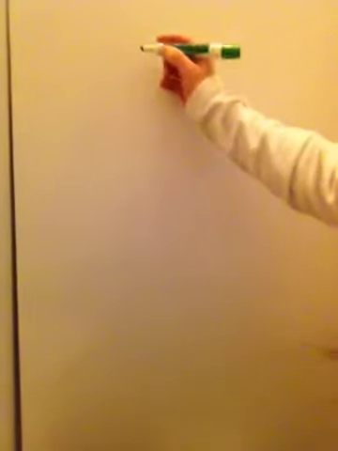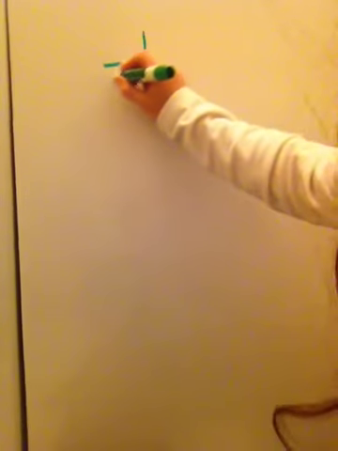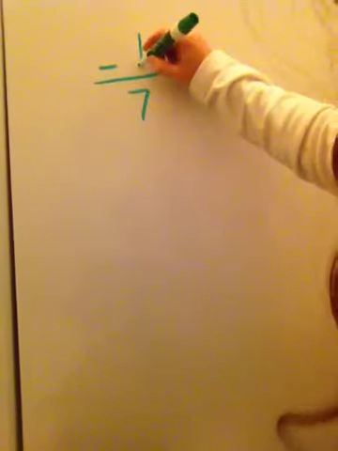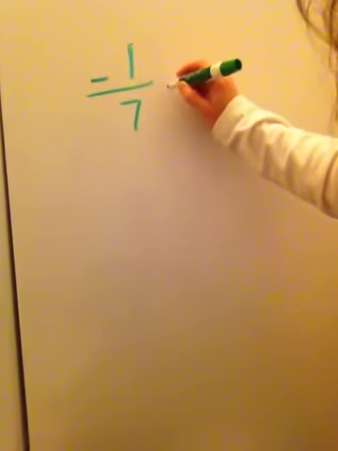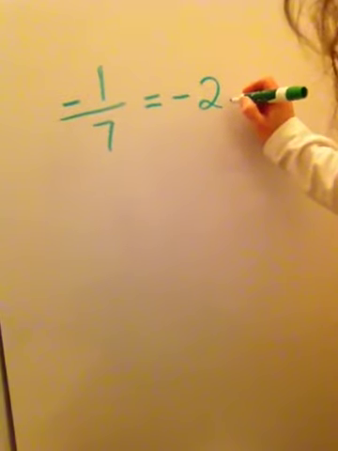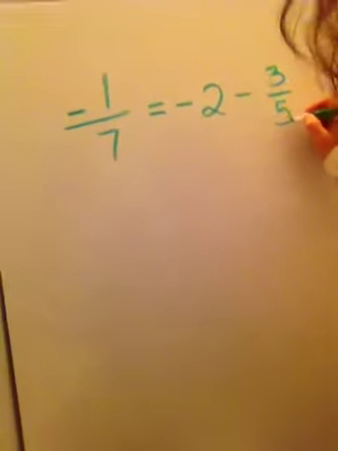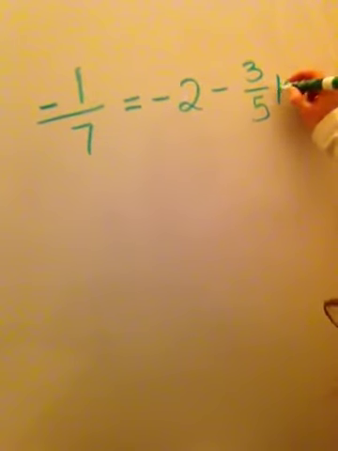Okay, let's do negatives this time. We'll do negative 1/7 equals negative 2 minus 3/5 k.